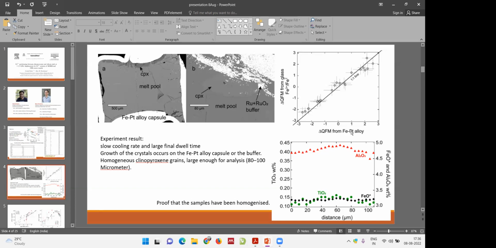They plotted the QFM from the iron titanium alloy and, from the glass, the Fe3+/Fe total concentration of the glass. This they plotted by existing empirical equations. If you see the plot, it almost falls on the 1:1 line, because the fO2 conditions of both are at equilibrium. Also, the slow diffusing ions such as titanium and iron have almost a similar profile all along the clinopyroxene grain. That also suggests that it has properly equilibrated.